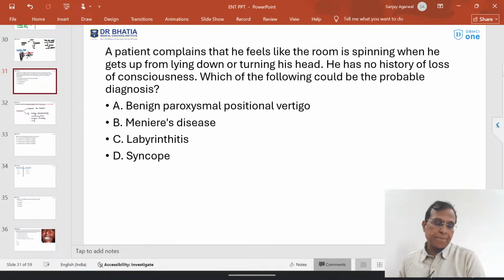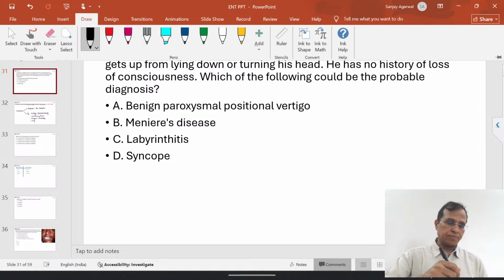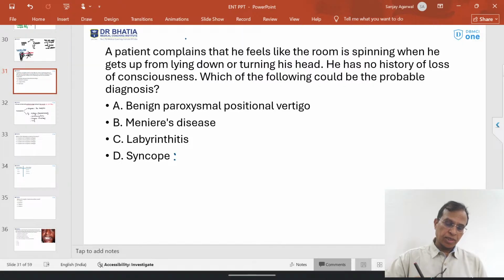The next one, a patient complains that he feels like the room is spinning when he gets up from lying down position. He has no history of loss of consciousness. Which of the following could be probable diagnosis? BPPV, Ménière's disease, labyrinthitis, syncope. I think everybody knows this answer. Syncope is blackouts. This is decreased blood supply to the brain.